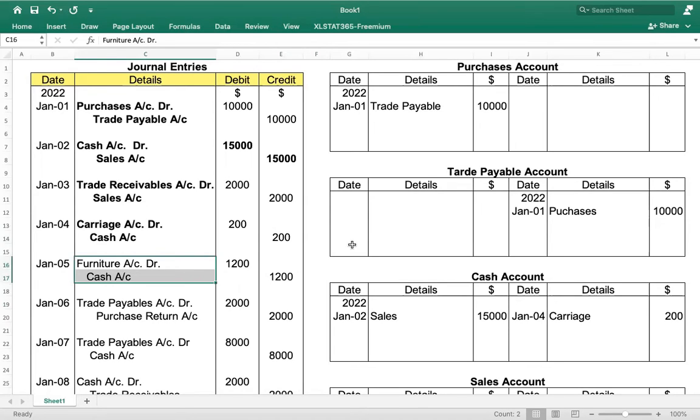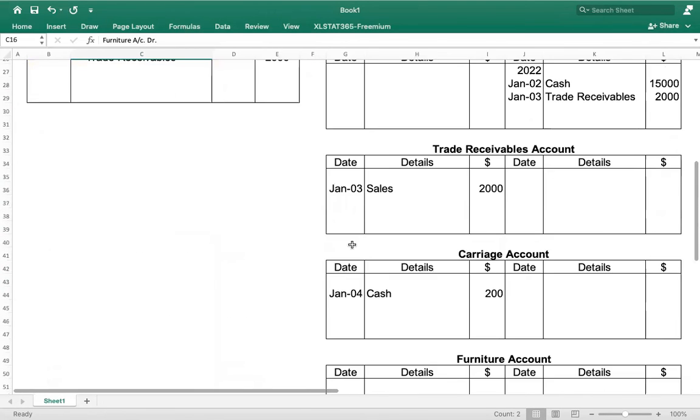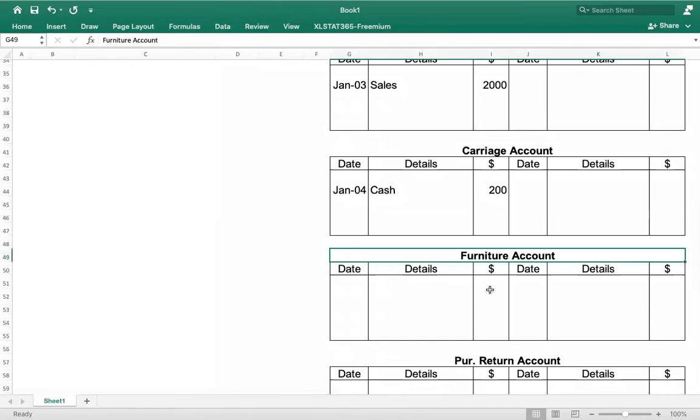Furniture, debited 1200. So where is my furniture account? This is my furniture account. Debited, so debit side 1200. Name of the other account is cash, Jan 5th, right? And 1200.